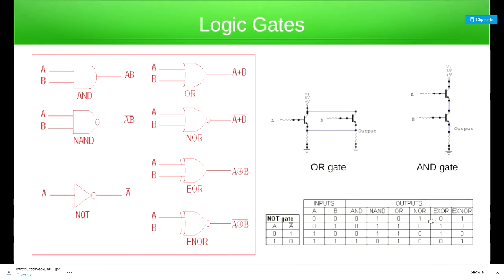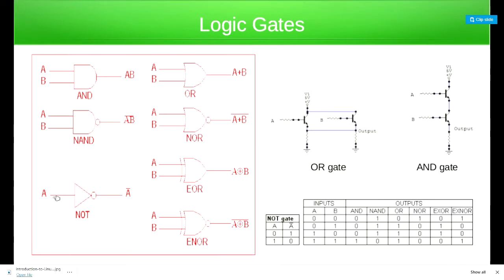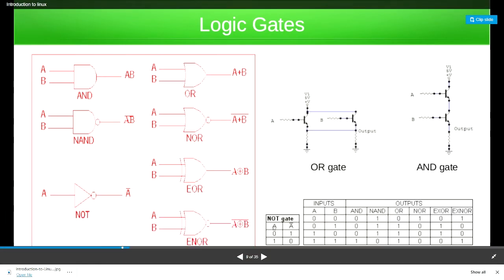Before we go to XOR, we try to get the value first from the NOT gate. So for the NOT gate, A, you have the input of 0, then the output, you invert the 0, it becomes 1. Same with the 1 input, then inverting the 1, it becomes 0, right?